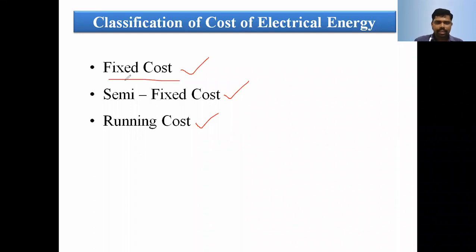Fixed cost is considered initially at the time of erection, that is the cost of the land and heavy equipment, that is turbine, alternator, boiler, and so on. All this one-time investment comes under the fixed cost. Again, the maintenance cost comes under the running cost. Fixed cost means one-time investment, that is land and heavy equipment; all this comes under the fixed cost.